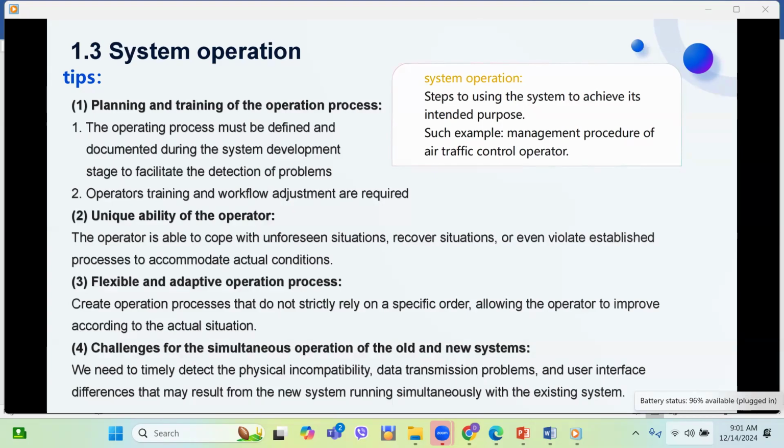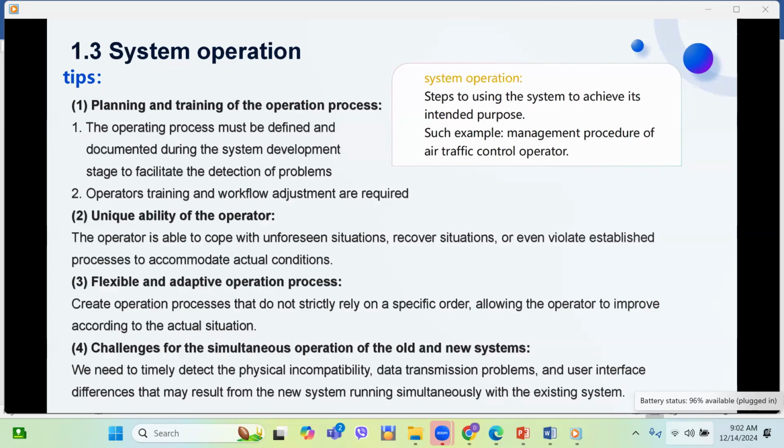2. Unique ability of the operator: the operator is able to cope with unforeseen situations, recover situations, or even violate established processes to accommodate actual conditions. 3. Flexible and adaptive operation process: create operation processes that do not strictly rely on a specific order, allowing the operator to improve according to the actual situation. 4. Challenges for the simultaneous operation of the old and new systems.